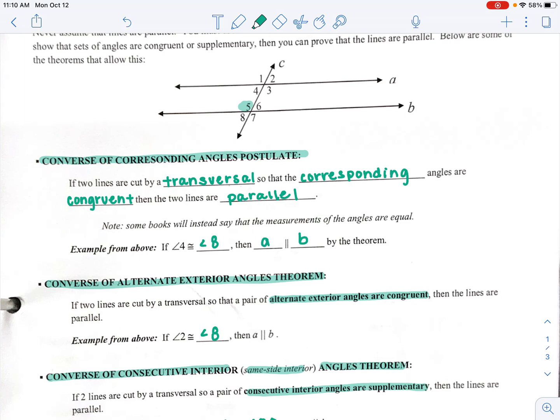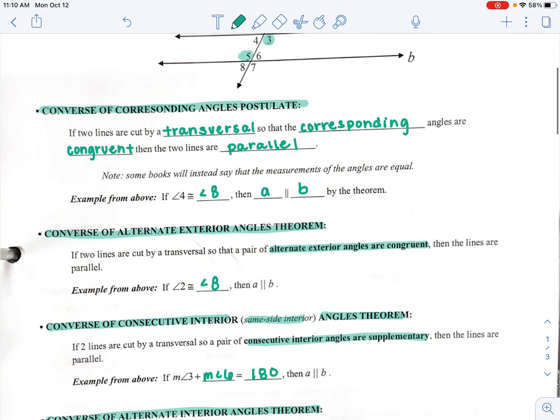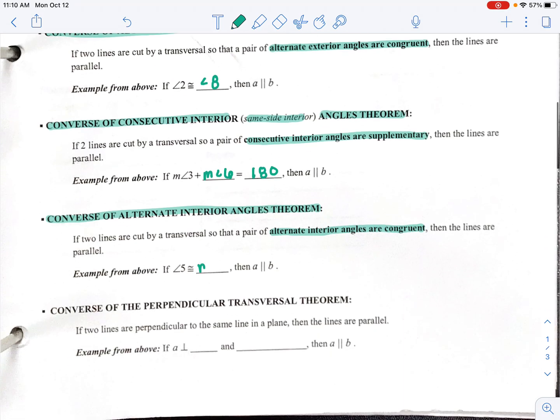Alternate interior angles are on different sides of that transversal, so 5 is on the left, looking for one that's on the right, and it can't be right next to it, so it has to be angle 3. So if those 2 are congruent, then those lines are parallel.